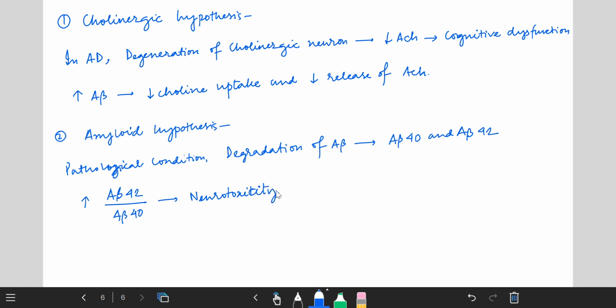Clear? So these are the two hypotheses. So this is the end of my lecture.